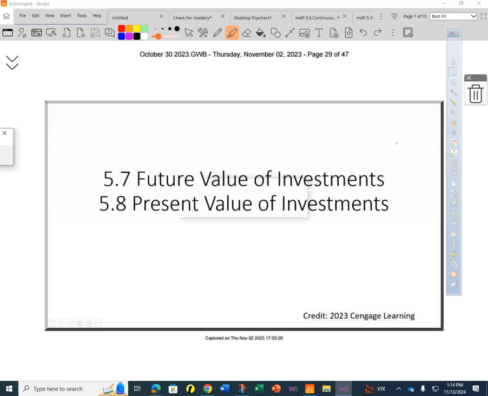Formula. Woohoo! I don't know how to use it. I have no idea.